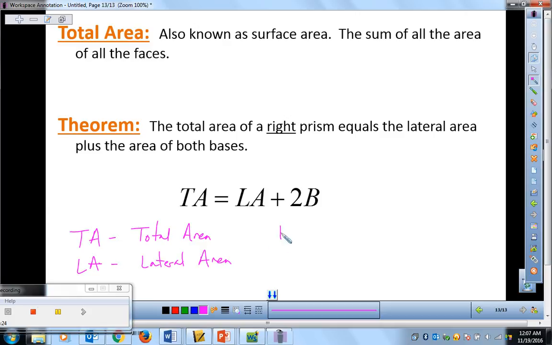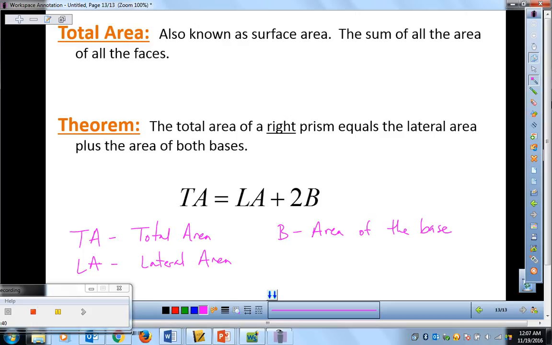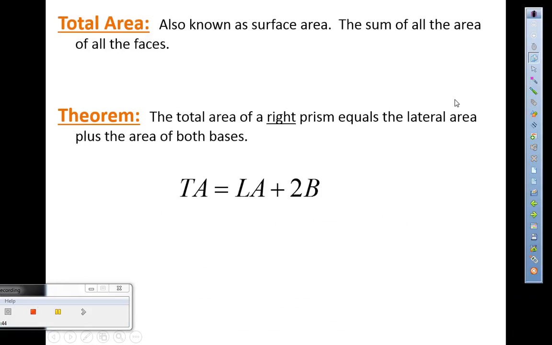And then big B is the area of the base. So those are important things. The big B, TA, and LA, that's an important part. That's what we'll be looking for in the examples coming up here in a second.